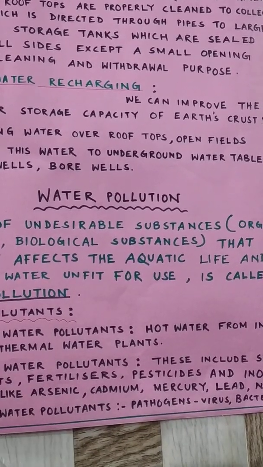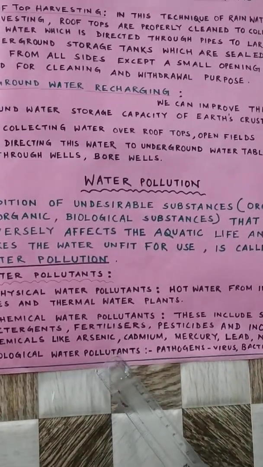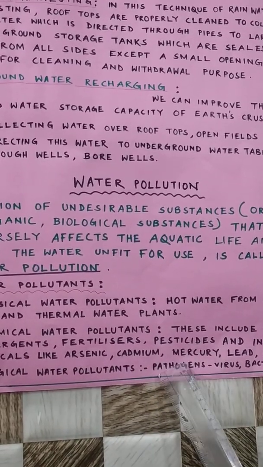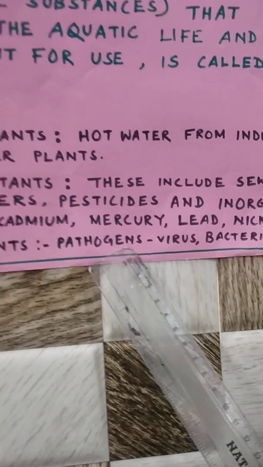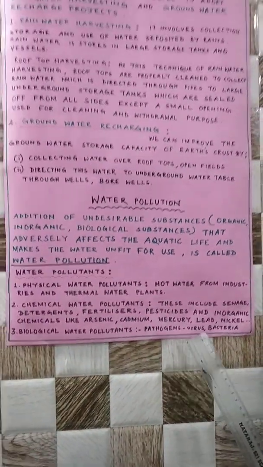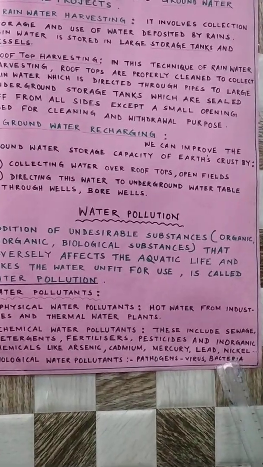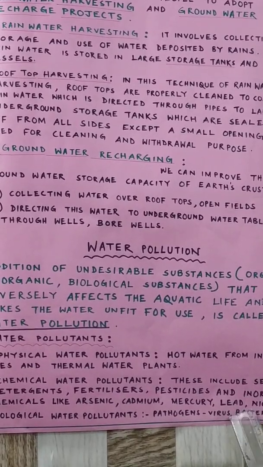So the third water pollutant, biological water pollutant. Biological water pollutants mean the pathogens, the small microbes which will pollute the water. For example, it can be virus, bacteria, protozoa, or nematodes. And these microbes will create many waterborne diseases.